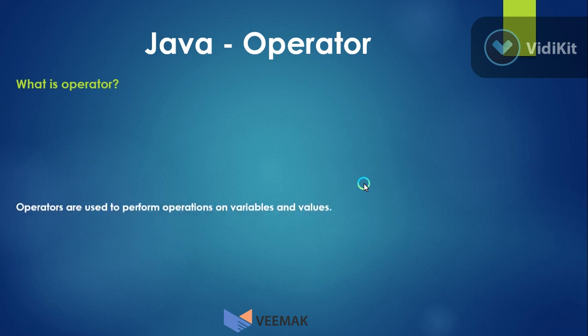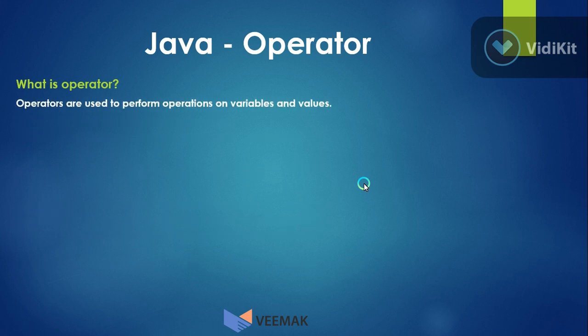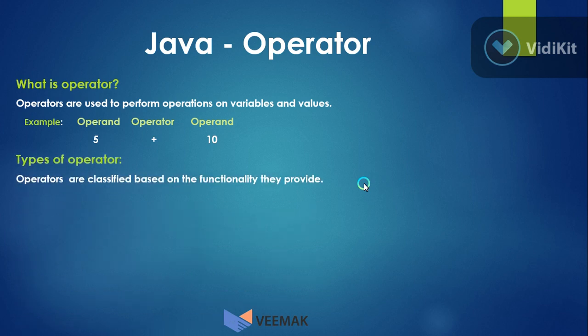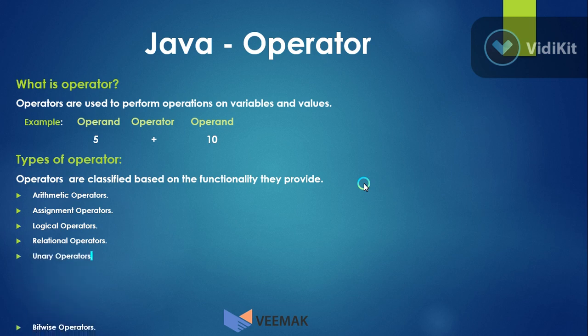What is operator? Operators are used to perform operations on variables and values. Example, 5 and 10 are operands, plus is the operator. Types of operator. Operators are classified based on the functionality they provide. Arithmetic operator, assignment operator, logical operator, relational operator, unary operator, bitwise operator, ternary operator, shift operator. Already we have discussed arithmetic, assignment, logical and relational operators. Today we are going to focus on unary operators.